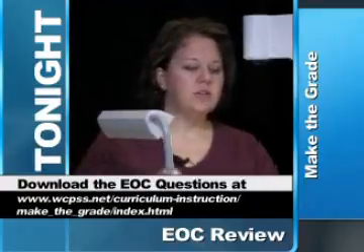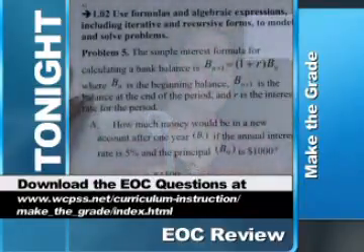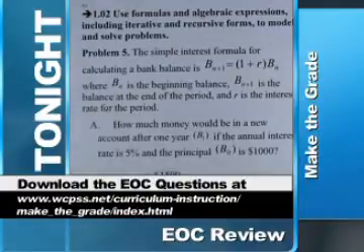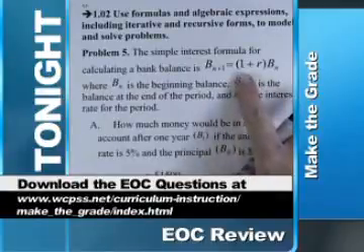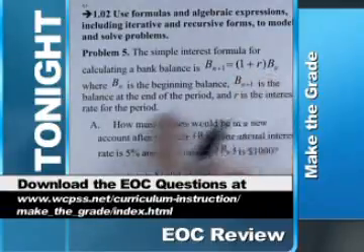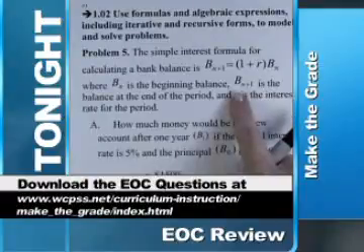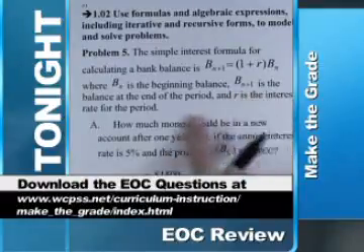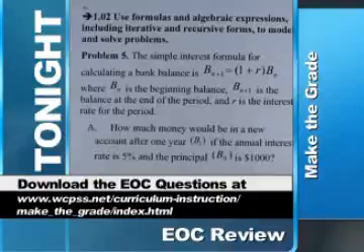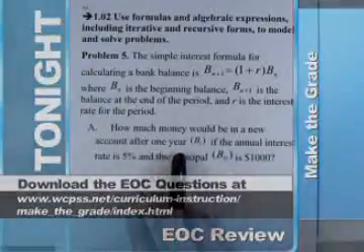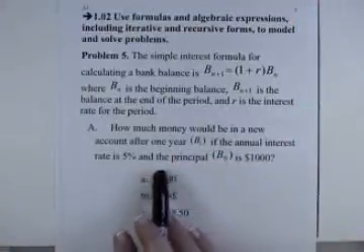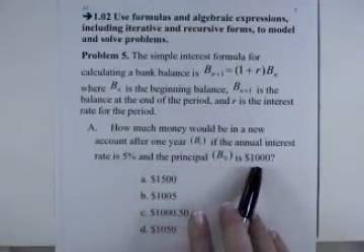Use formulas and algebraic expressions, including iterative and recursive forms, to model and solve problems. The simple interest formula for calculating a bank balance, back to money, is B sub n plus 1 equals 1 plus r times B sub n, where B sub n is the beginning balance and B sub n plus 1 is the balance at the end of the period, and r is the interest rate for that period. How much money would be in the new account after 1 year, B sub 1, if the annual interest rate is 5% and the principal, B sub 0, is 1,000?